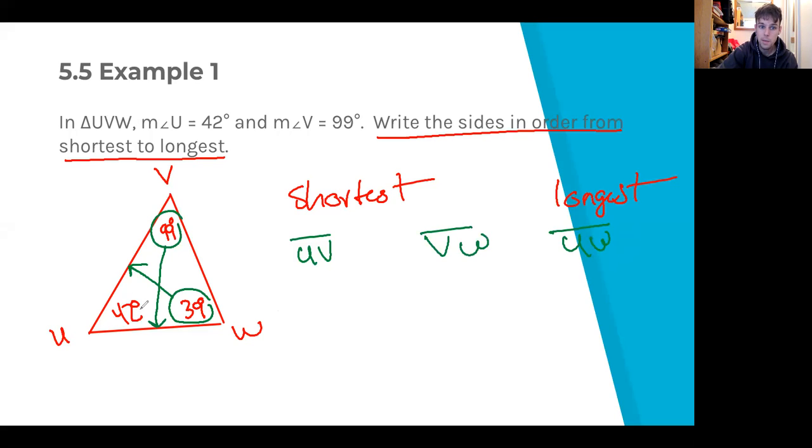And it's across from the middle angle measurement. So that is an order here. I could just list them like that, or I could use inequality symbols for this. UV is the shortest, so it's less than VW, which is less than the longest side, UW. So I can use the inequality symbols to convey that this goes from the smallest up to the biggest as well.